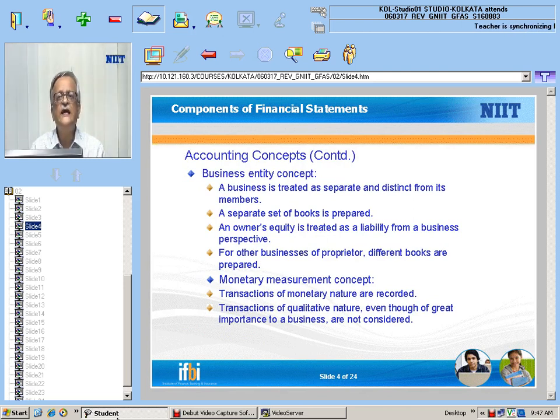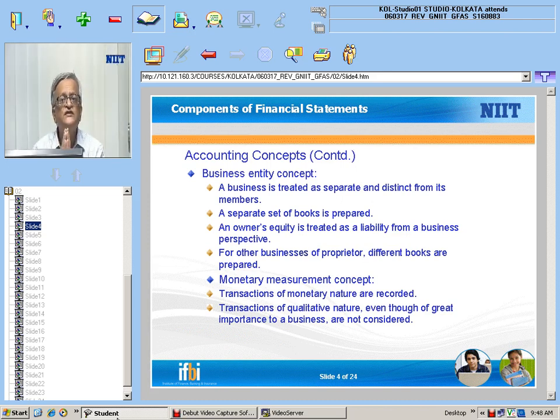First is the business entity concept. One of the important concepts of accounting. The business entity concept says a business is treated as separate and distinct from its members. A separate set of books is prepared, and owner's equity is treated as a liability from the business viewpoint. And for other businesses of the proprietor, different books are prepared. So these are the four important points regarding business entity.